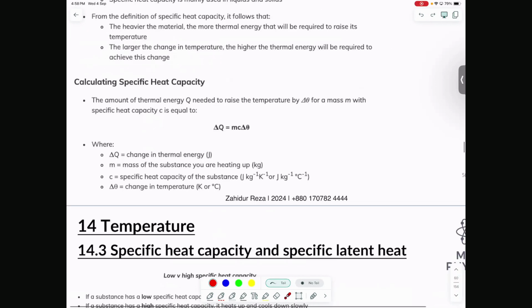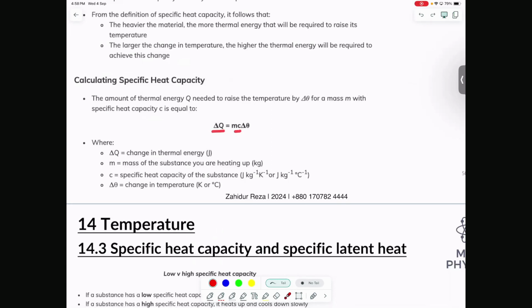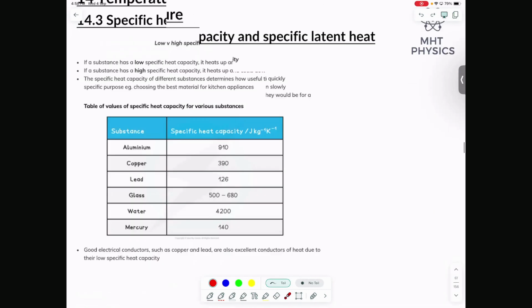This is the formula. Del Q equals to MC del theta. Theta is in degree Celsius or Kelvin. So in the exam, if you write del T or del theta, they'll accept both of them. Don't worry about it. I just gave that so that you know there's a meaning for delta T and delta theta separately. Okay, so we'll do the math next class.